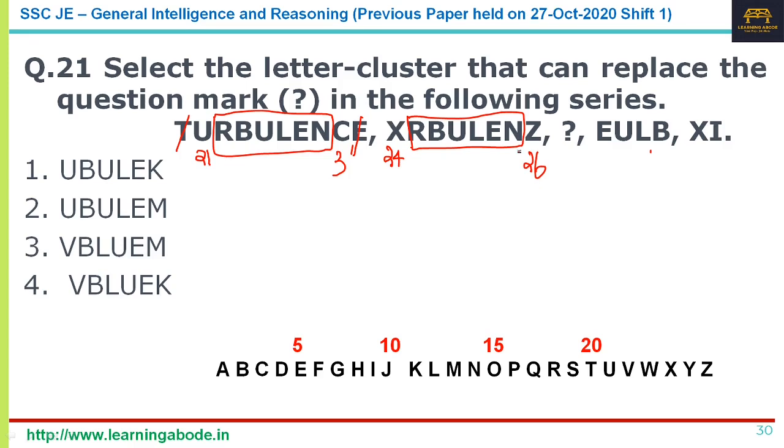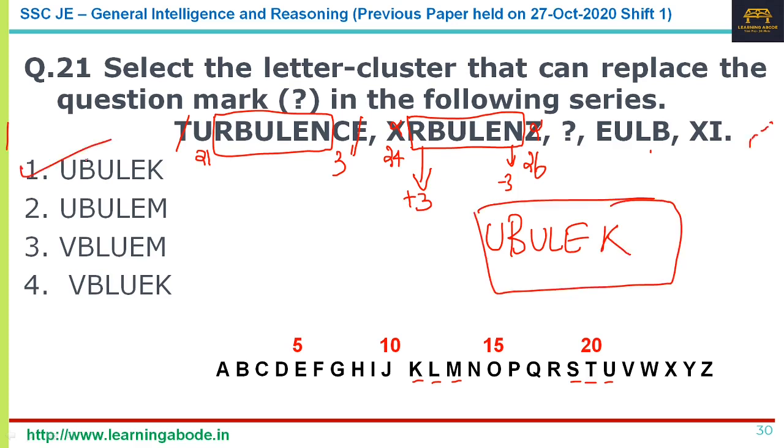Next, you will eliminate X and Z. You will retain B, U, L, E, and R plus 3. R plus 3 would be S, T, and U. So that will be U, and N minus 3. N minus 3 would be M, L, K. So U B U L E K. That's answer option 1 for this question, question number 21.